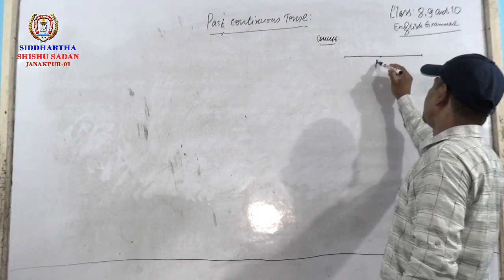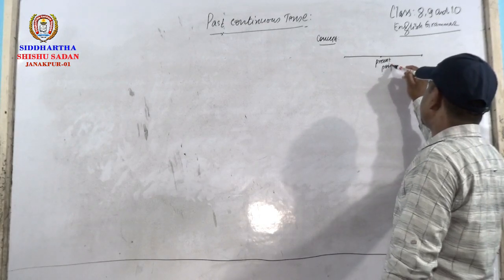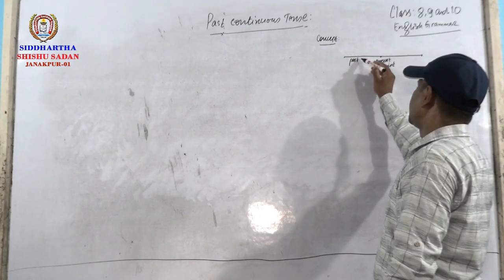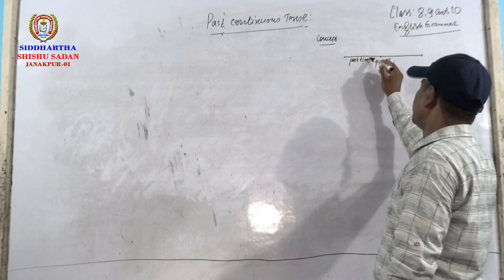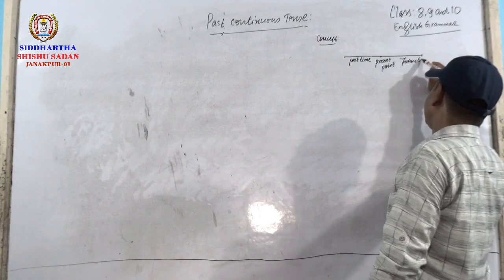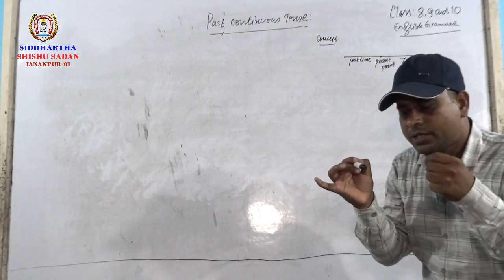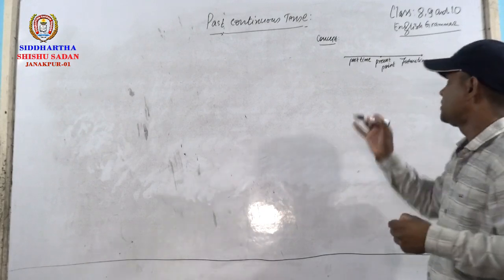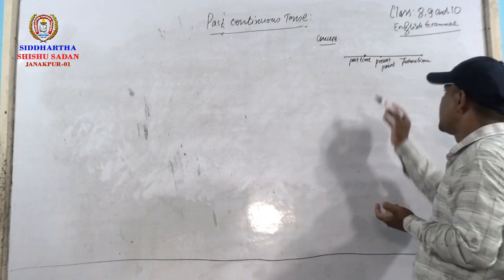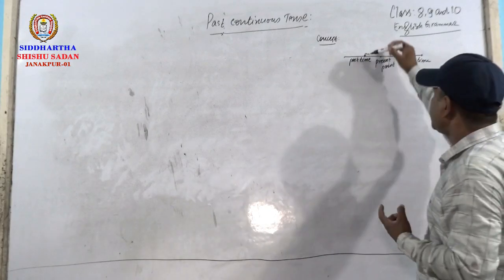Just imagine this is the present point. From here to the left is past time, and here to the right is future time. Okay. Now, past continuous tense denotes such action that began here in the past and went on continuously for some time. That's the action.